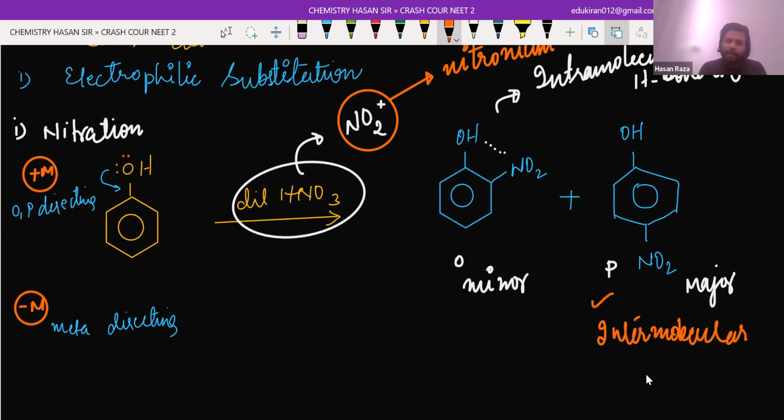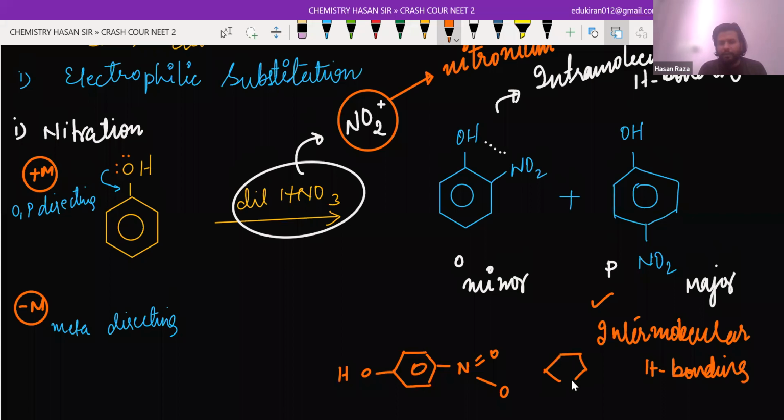Intermolecular hydrogen bonding. So if intermolecular hydrogen bonding will be there, you can see this is your intermolecular. I'm going to show you. This is at para position, this is your OH. There will be another molecule of this para nitrophenol, and there will be hydrogen bonding between them. So this is between two molecules. It is called intermolecular hydrogen bonding, and between the same molecule, that means basically inside the molecule, if hydrogen bonding is there, that is intramolecular hydrogen bonding.